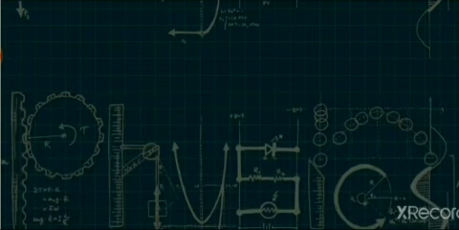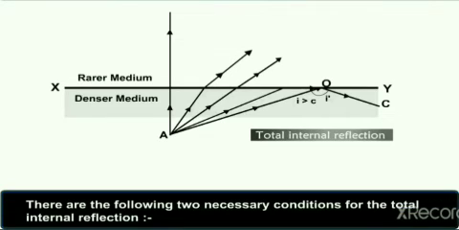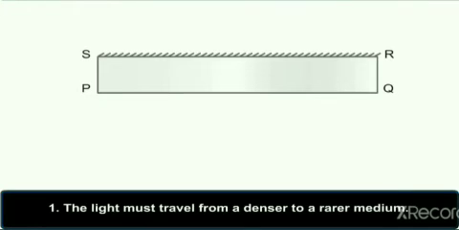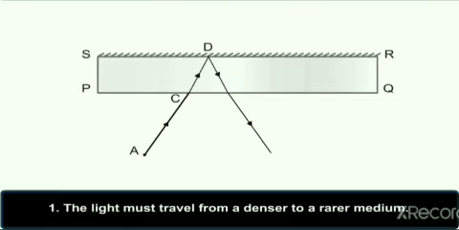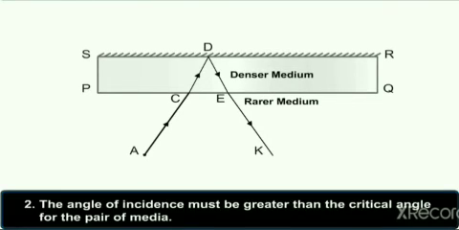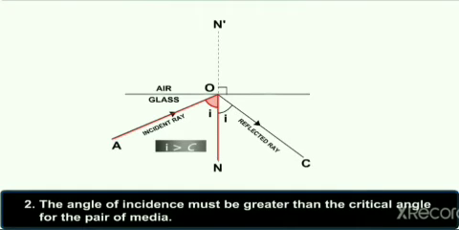Necessary conditions for total internal reflection. There are the following two necessary conditions for total internal reflection. 1. The light must travel from a denser to a rarer medium. 2. The angle of incidence must be greater than the critical angle for the pair of media.